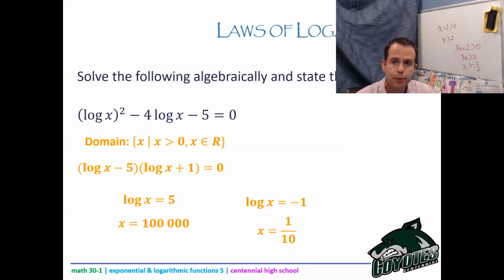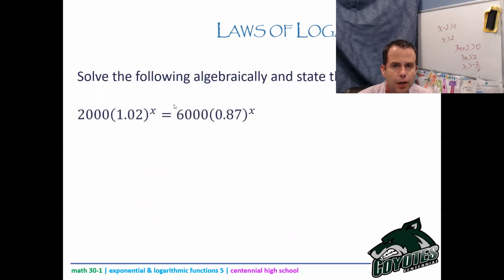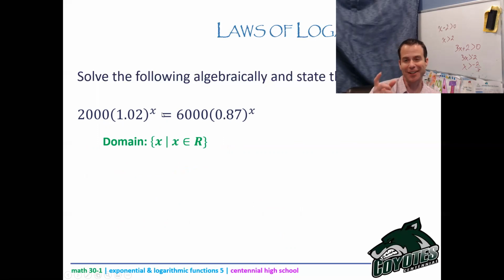The last example to try together is a complicated one. It's messy because we've got multiple things happening. As far as the domain goes though, x has to be greater than 0. Sorry, that was not right. The x can be anything here because we're not in a log anymore. We're in an exponent. So x is a member of the reals. Okay, I'm going to try and simplify this a bit. I'm going to divide both sides by 2,000. That would give me 1.02 to the x equals 3, since 6,000 divided by 2,000 gives me 3.